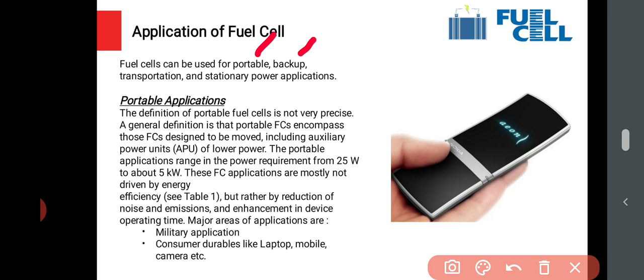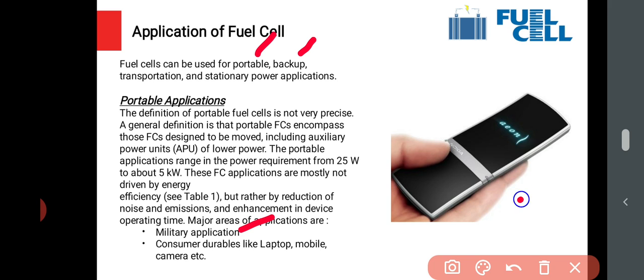Backup power system, transportation, stationary power application. So there is a wide range of applications that we find. Under portable applications, normally the power requirement is 25 watt to 5 kilowatt. So this can be used for military applications, consumer durables like laptop, mobile, camera.